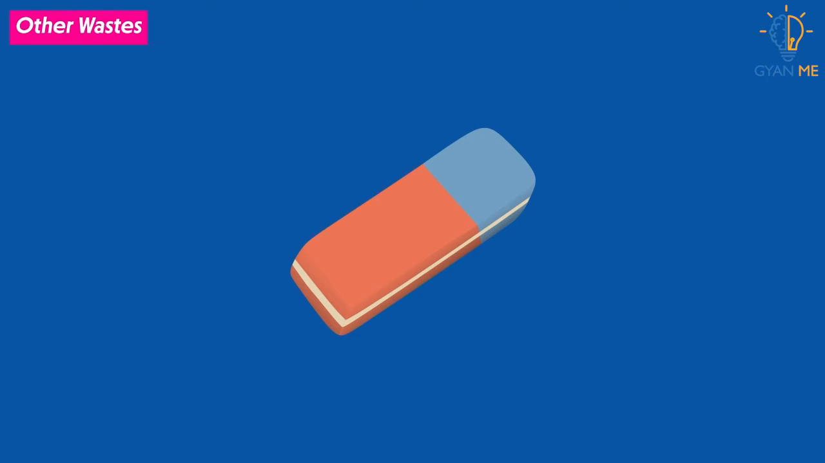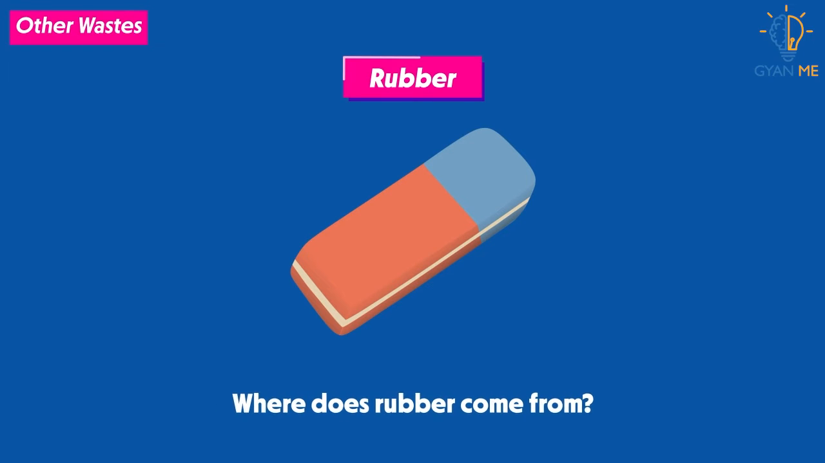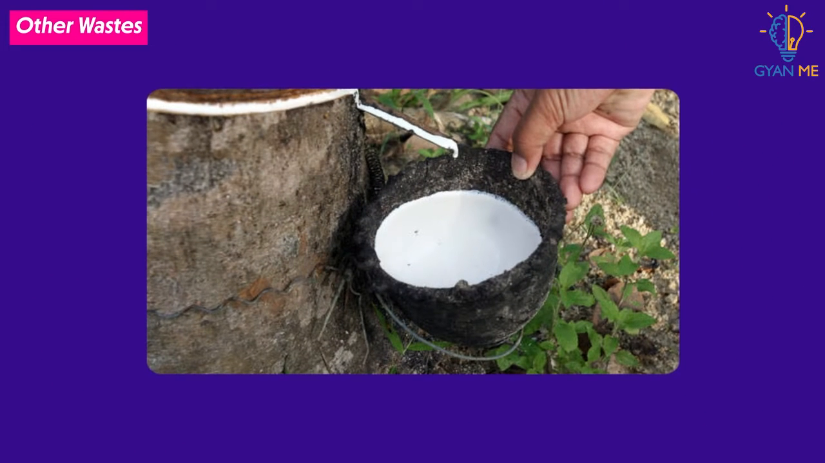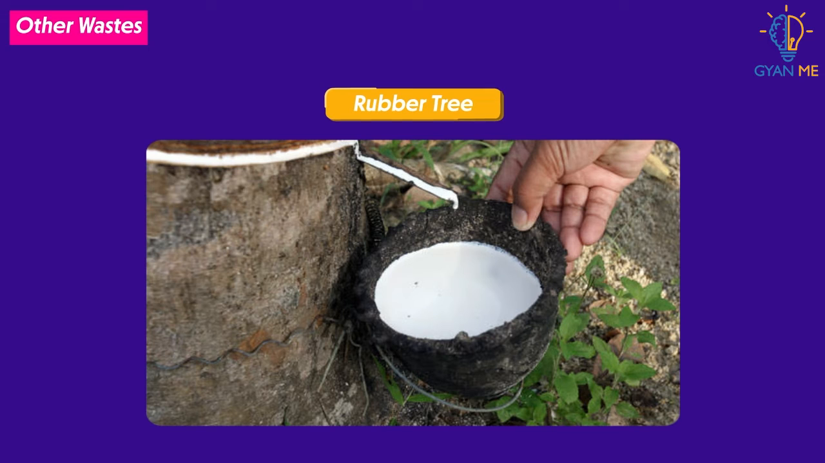Can you identify this image on the screen? Yes, it is of rubber. It has numerous applications in our daily life, isn't it? But where does this rubber come from? Yes, you are right. Rubber is made from milky white latex secreted by the rubber tree.